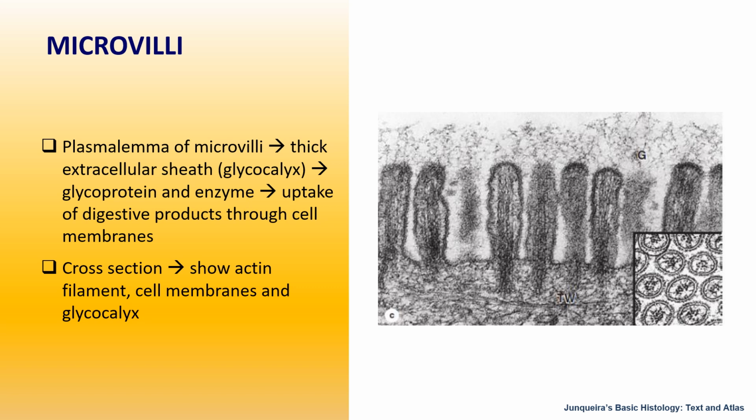The plasma membrane of microvilli has a thick extracellular sheath called the glycocalyx. The glycocalyx contains glycoproteins and enzymes that help the uptake of digestive products through the cell membrane. In the cross section, like this picture, you can see the actin filament, cell membrane, and glycocalyx.